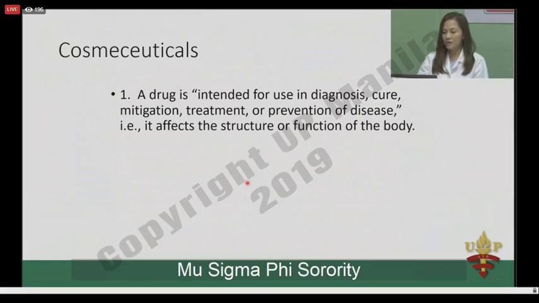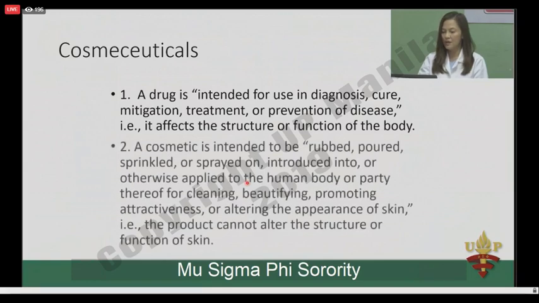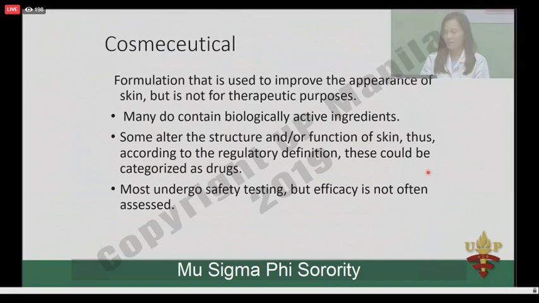To define what a cosmeceutical is, we have to differentiate it from active drugs. A drug is intended for use in diagnosis, cure, mitigation, treatment and prevention of disease. While a cosmetic is supposed to be rubbed, poured, sprinkled, sprayed on, or introduced into the skin, but it should not alter the appearance of the skin. A cosmeceutical is an in-between product. They do contain biologically active ingredients. Some alter the structure and function of the skin, and most undergo safety testing.